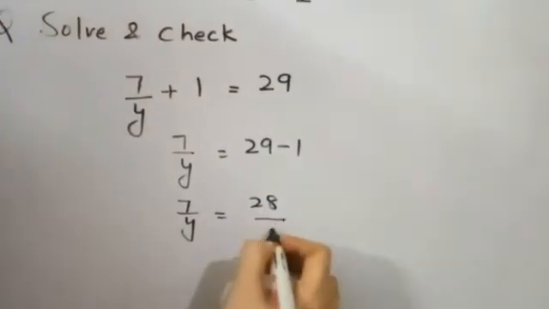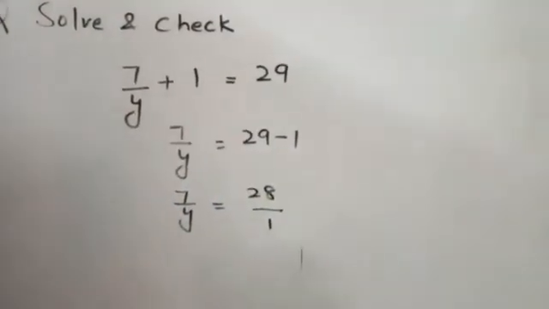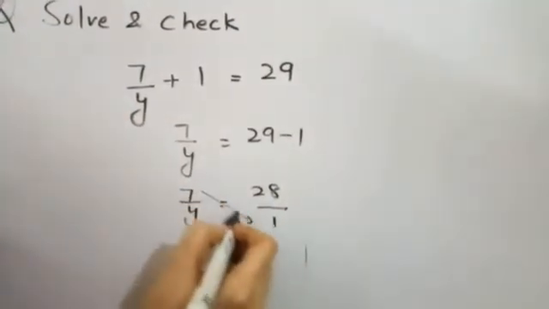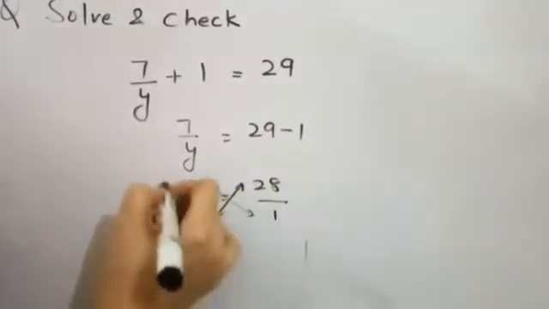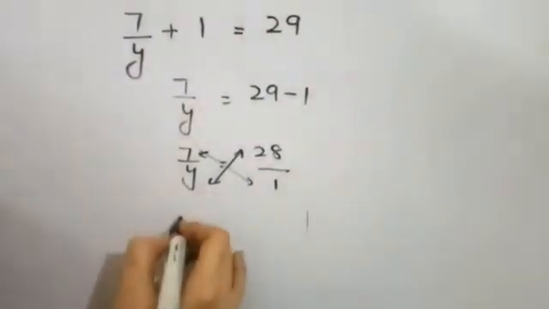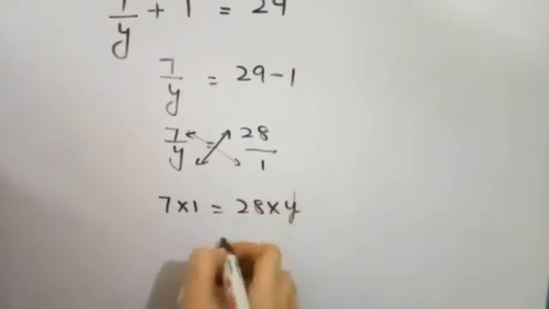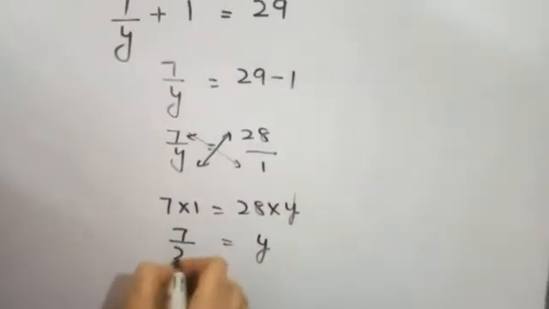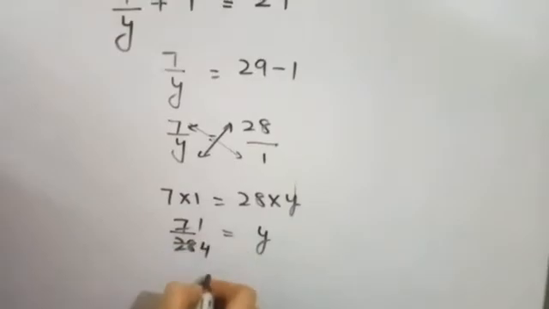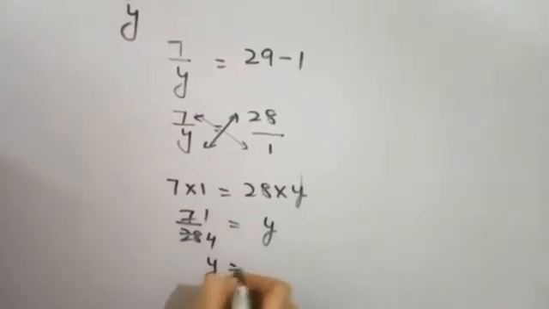Now we have both sides having one single term. So we can even do it by cross multiplication. Otherwise we can shift 7 to the other side. It's your wish. So 7 into 1, 28 into y. And y is 7 by 28, that is 1 by 4. The value of y is 1 by 4.